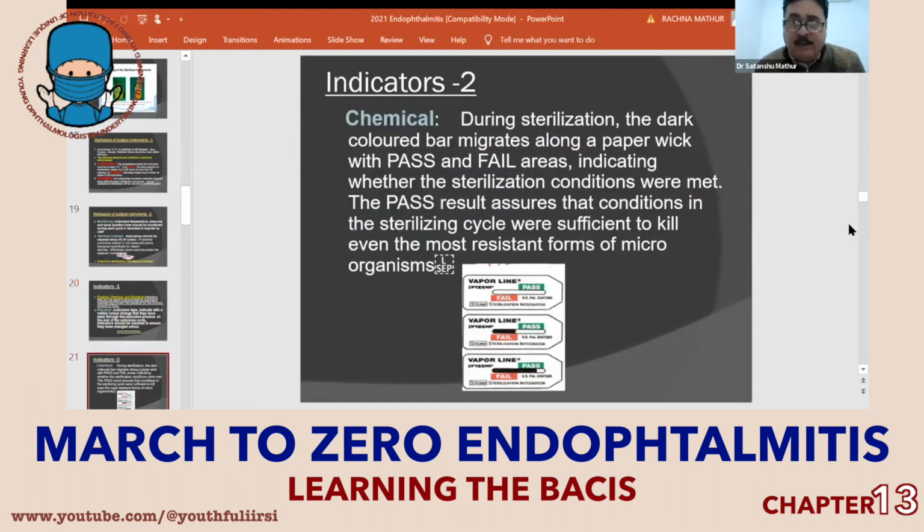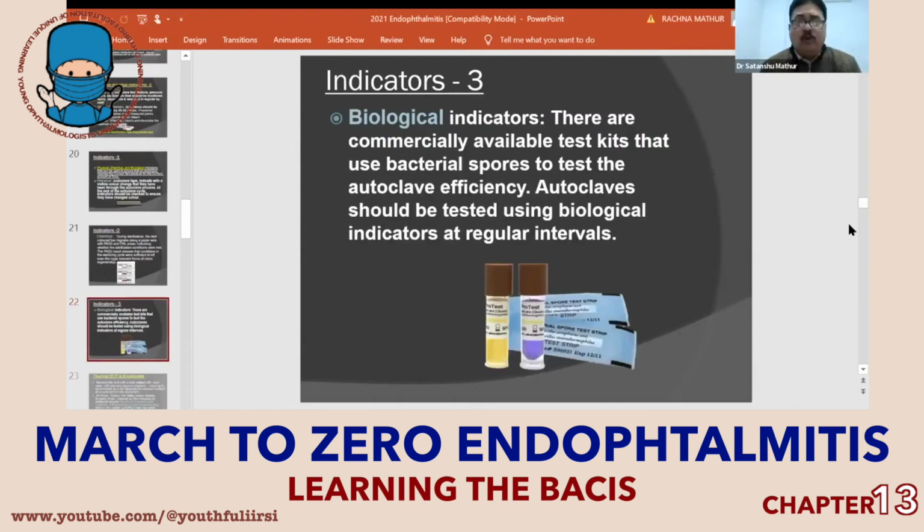For this, we have the chemical indicator. If the temperature has been maintained for 30 or 40 minutes, whatever your autoclave says, it will show the vapor line or whatever indicator you are using as passed. Only then can you use the instrument for surgery; otherwise you should postpone the surgery. Biological indicator for the autoclave, we have already discussed.